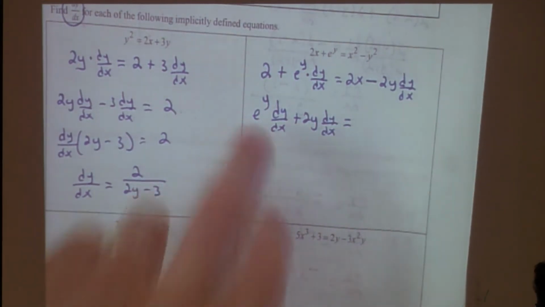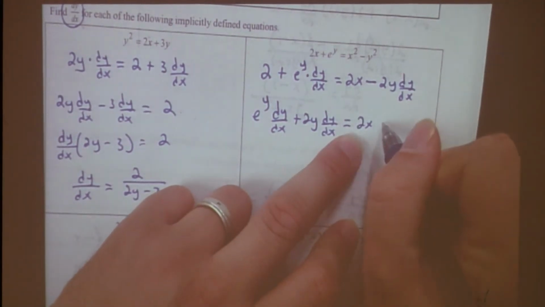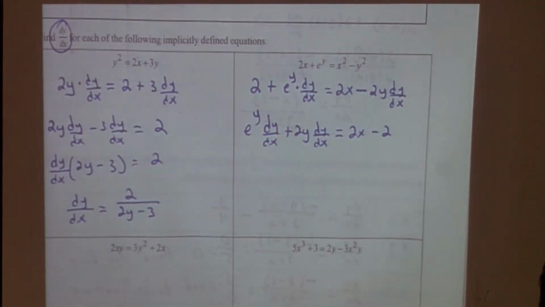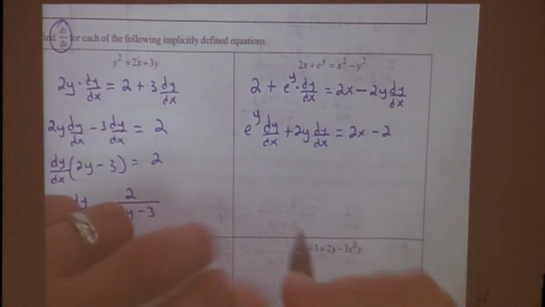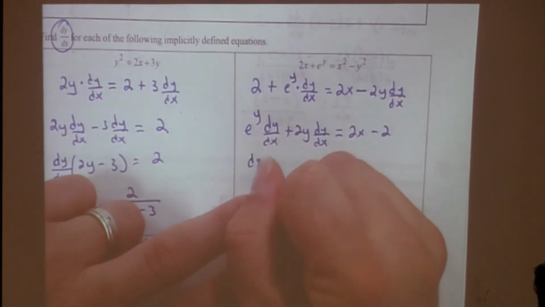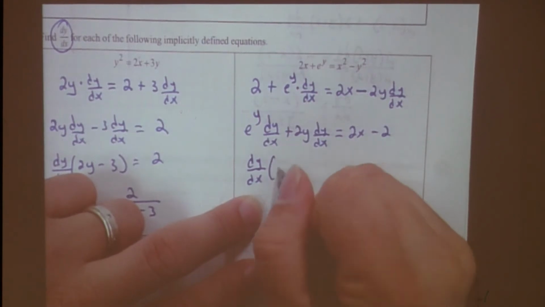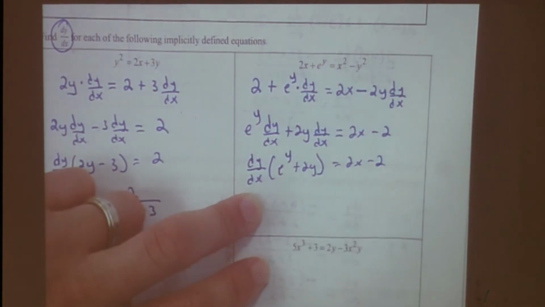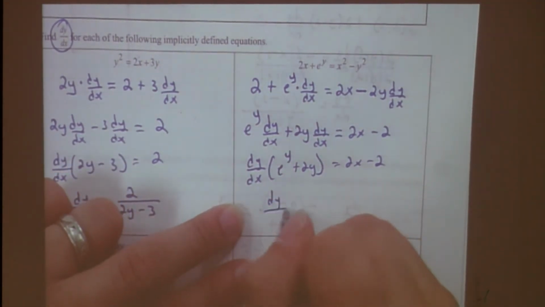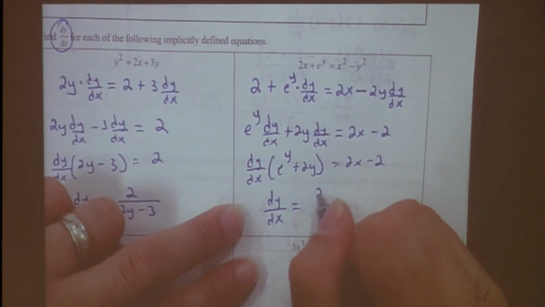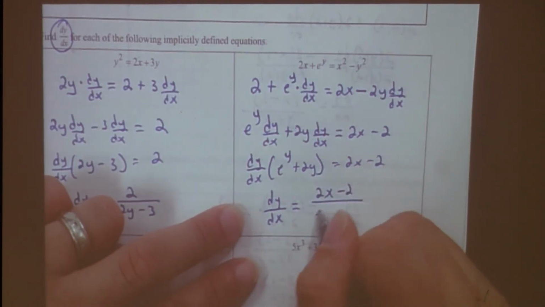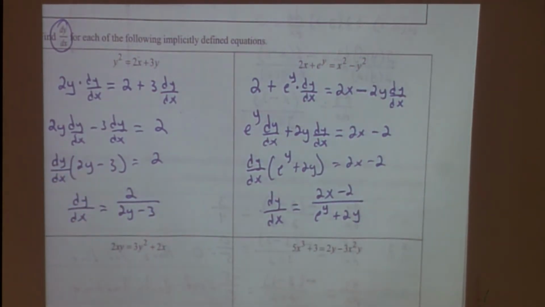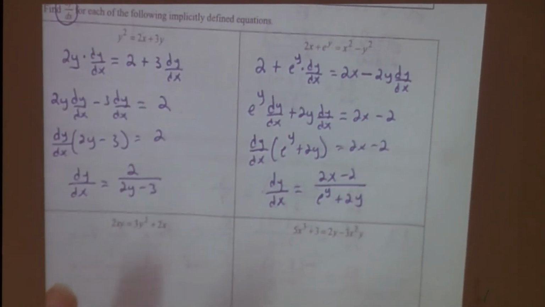Equals 2x minus 2. So you left that guy there, but you moved this one over, so you have to subtract. Is everybody okay? Alright, so now what do these two have in common? dy dx, and we're left with e to the y plus 2y equals 2x minus 2. And finally, we can finish this by dividing. So we get 2x minus 2 over e to the y plus 2y.